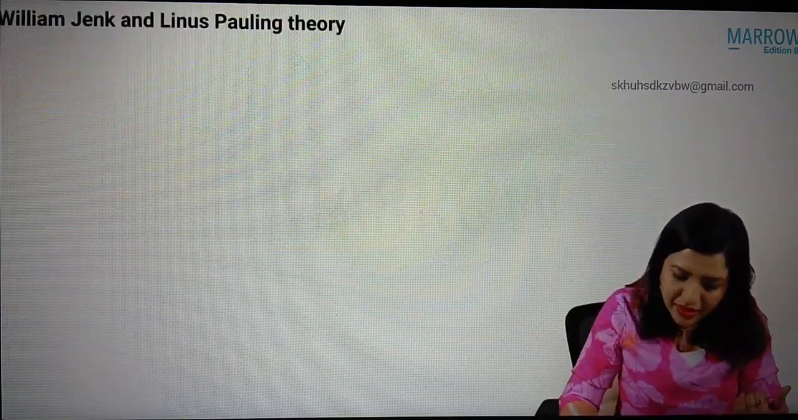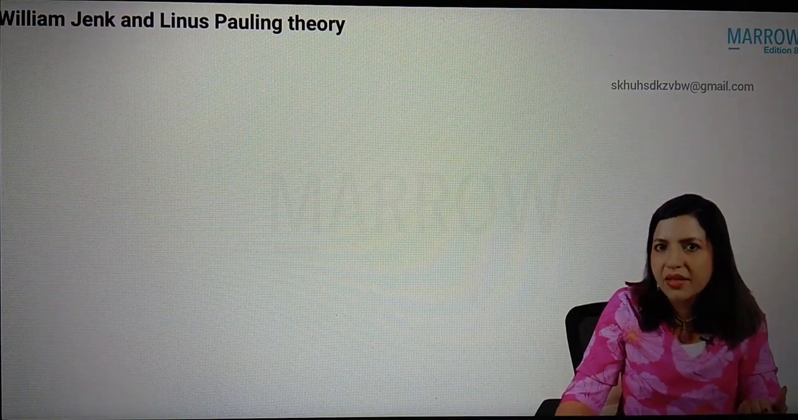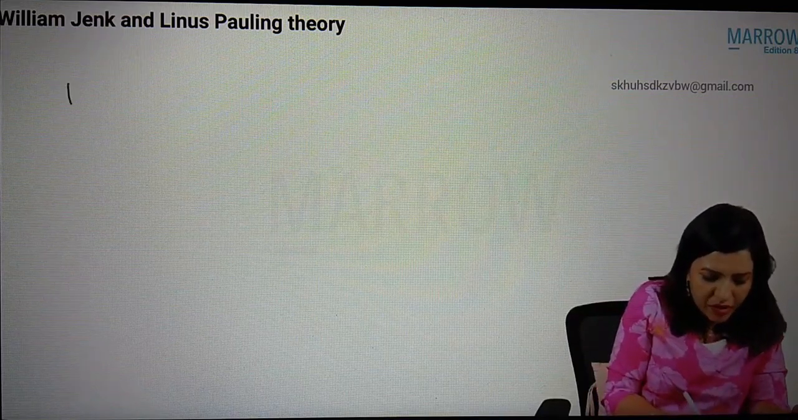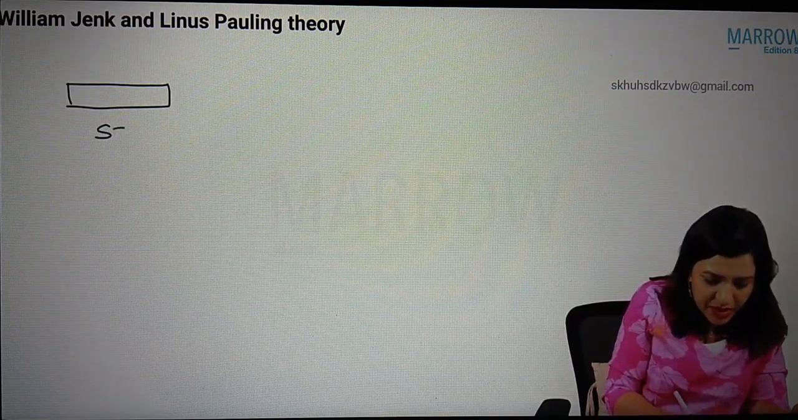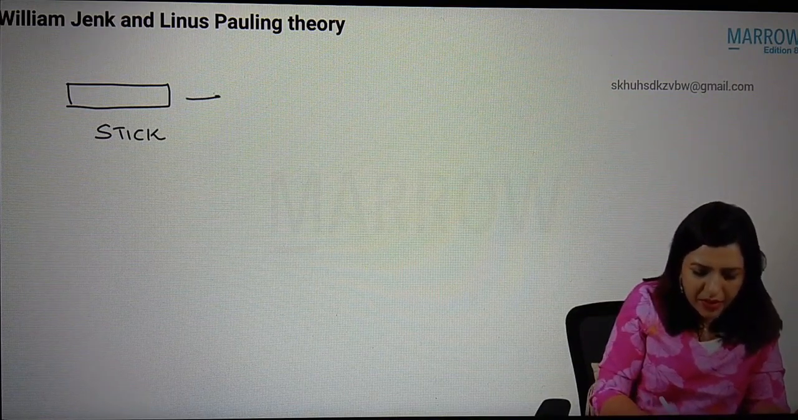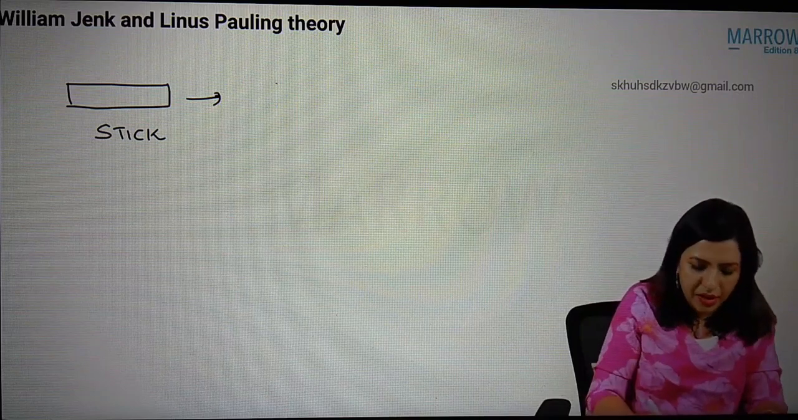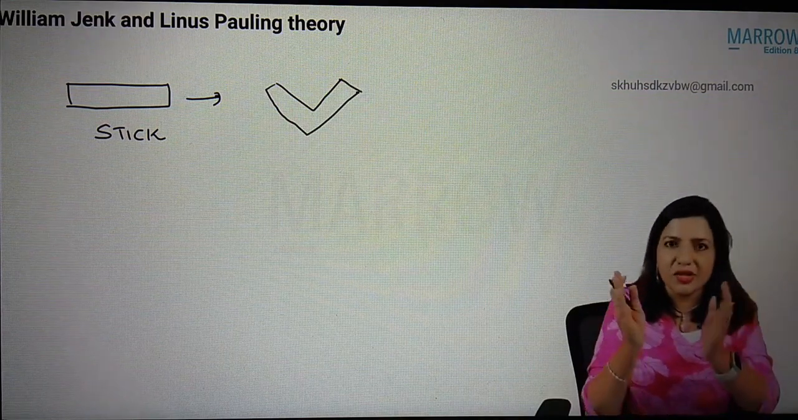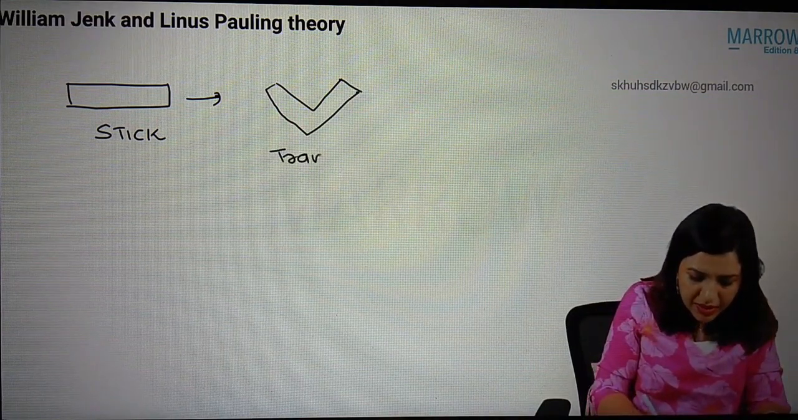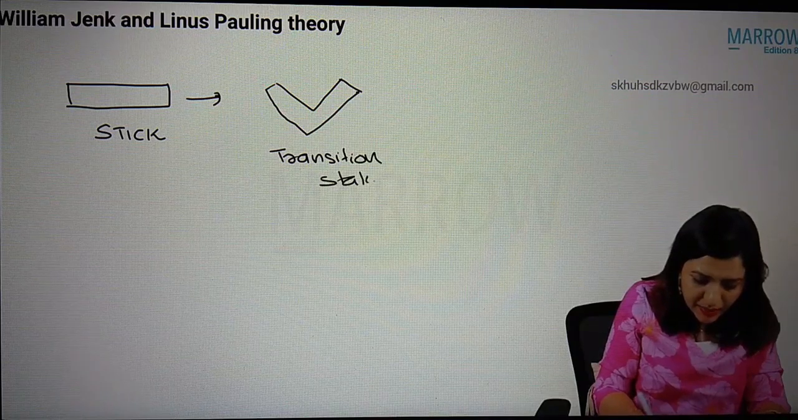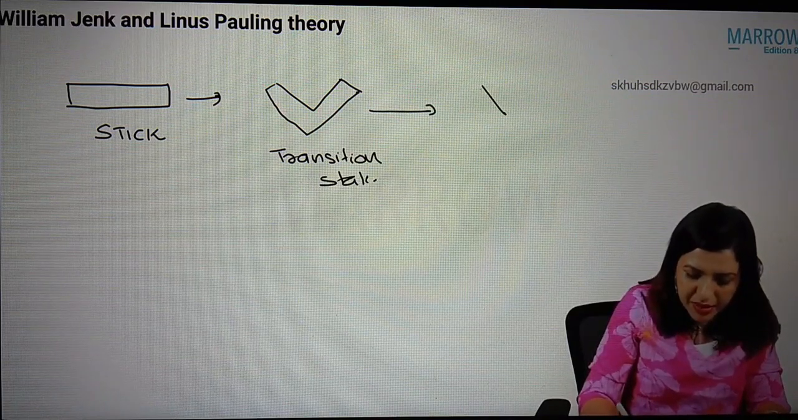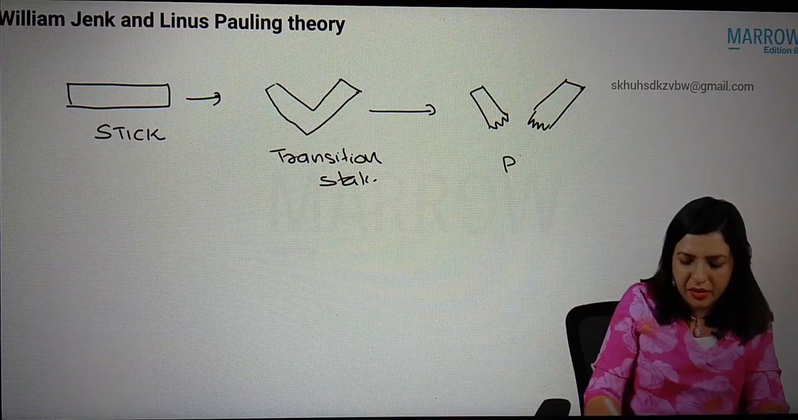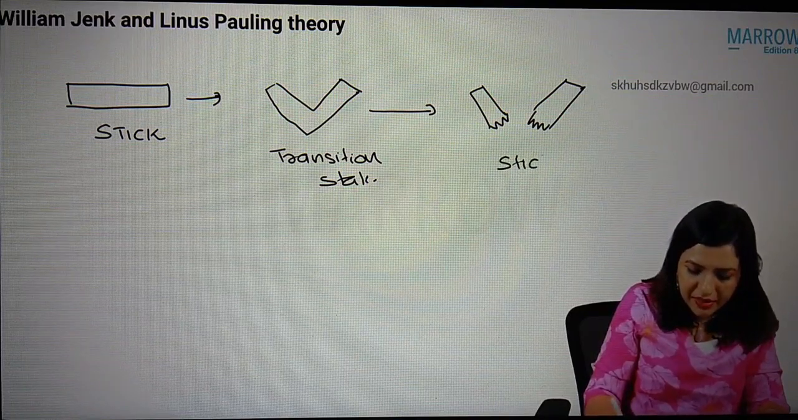So, there is a second theory that was put forward by William Jencks and Linus Pauling. This can be explained with a simple example of a stick and a stickase. So, this is a stick. Now, when the stick is breaking, we know that the first state will be like this, where the stick will bend. So, this state is called the transition state. Now, the third stage is the stick breaking into products, or I will say the sticklets.